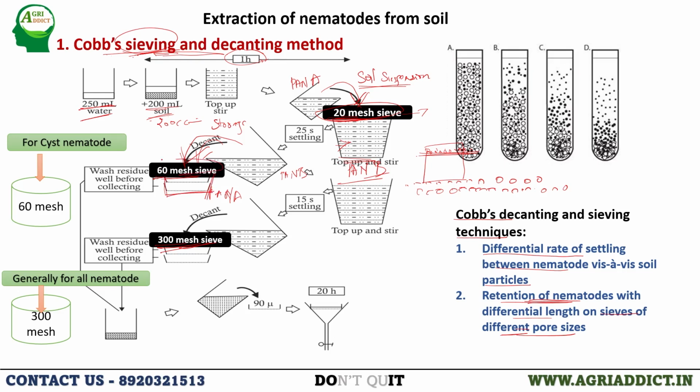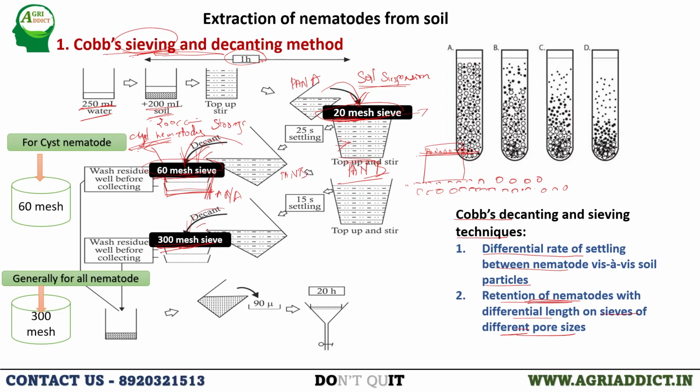The residue which is left over on the 60 mesh sieve is directly taken for observation for cyst nematodes. And the filtrate which is collected in pan A is to be poured again over the 300 mesh sieve after leaving some time.